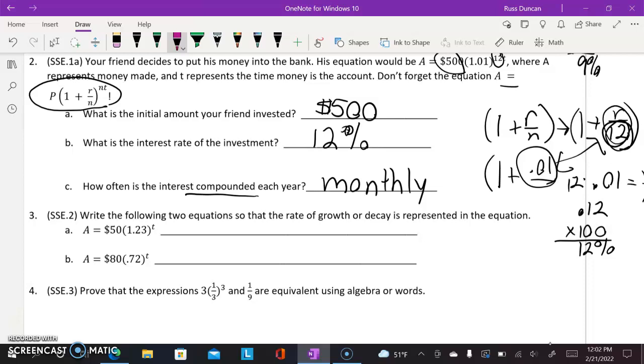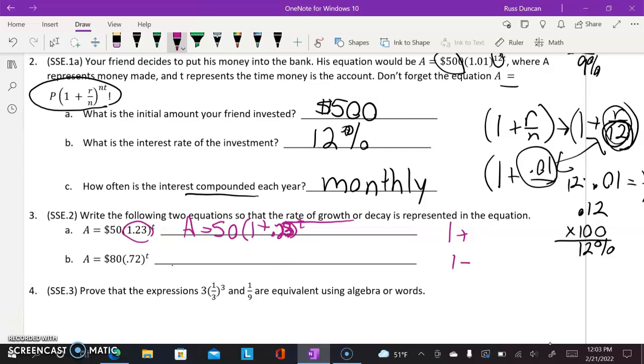All right. So write the following two equations so the rate of growth or decay is represented. This sounds scary. It's not really. A equals, remember we do 1 plus or 1 minus, right? So this one's the easier of the two. 1 plus what would be 1.23. Well, the answer is 0.23.